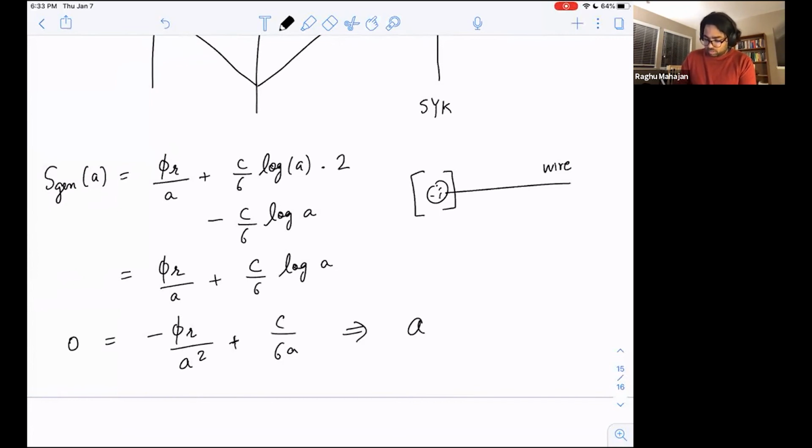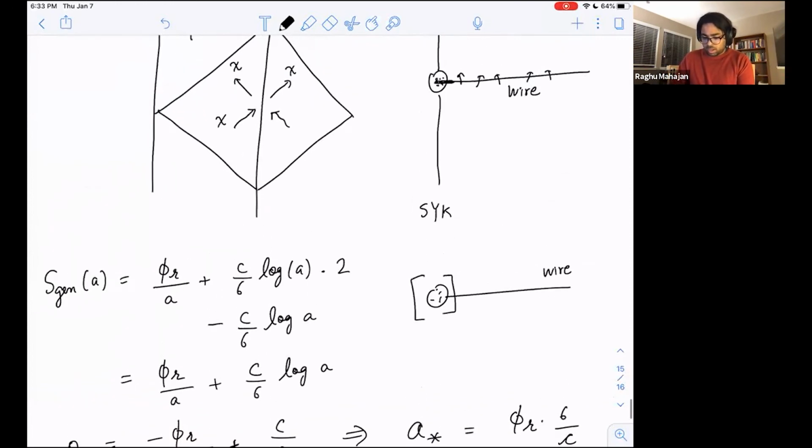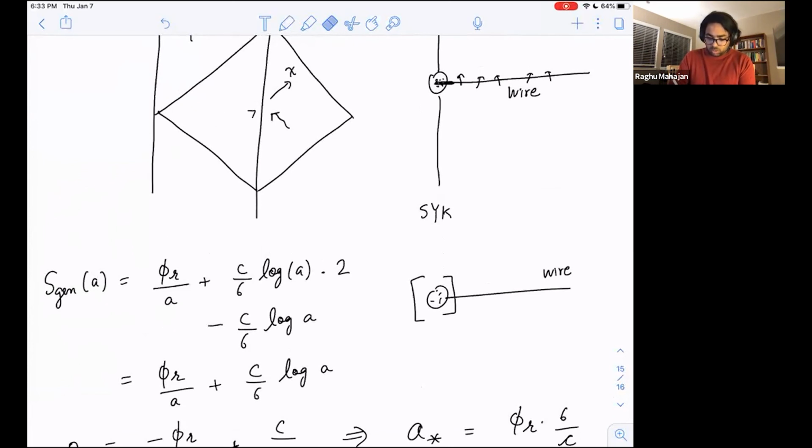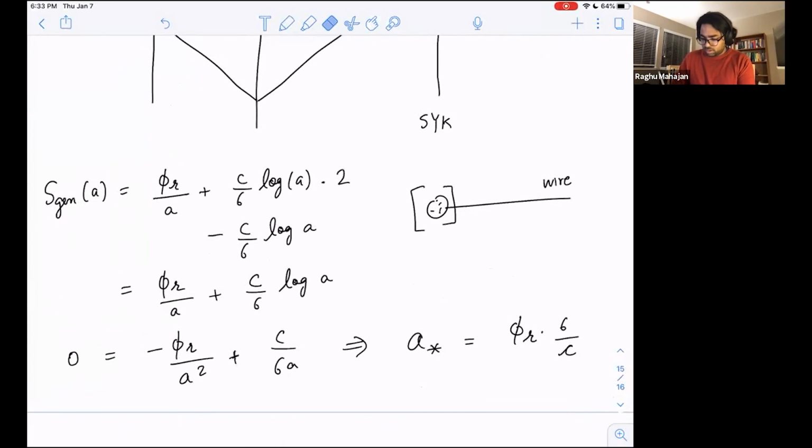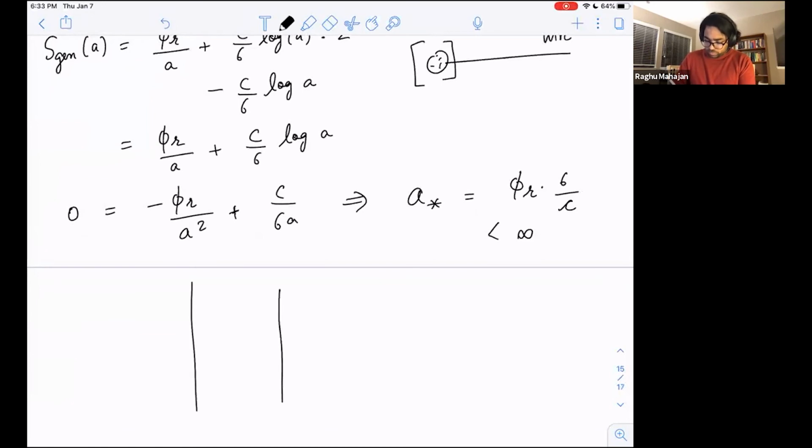And this implies that there's an A star, the QES, at phi r times 6 over c. Phi r, remember, was a length scale, so this makes sense. And the only thing to notice right now is that this is not infinite. It's less than infinity. So what this means is that with this situation of this Poincare patch coupled to flat space, our new QES is somewhere here, at a finite location inside AdS2. And this is the entanglement wedge.